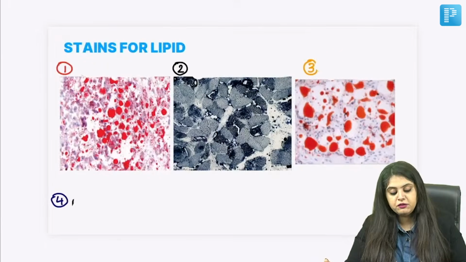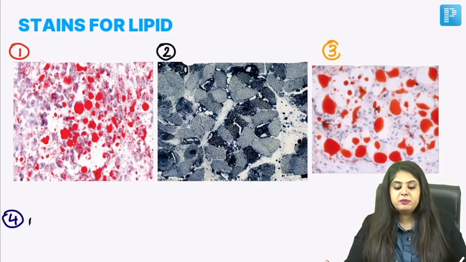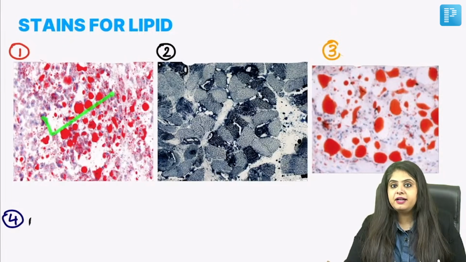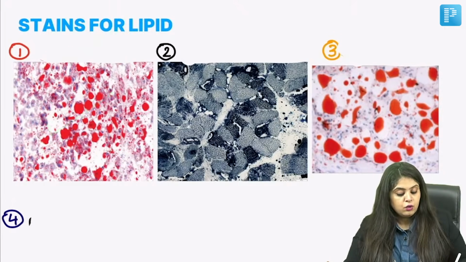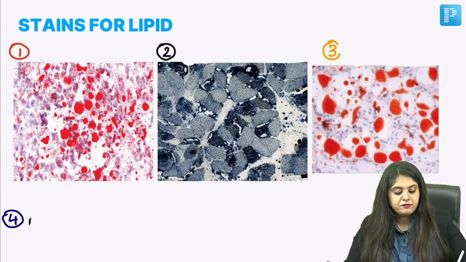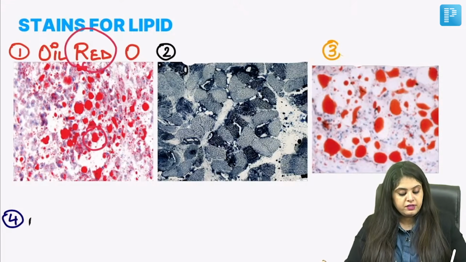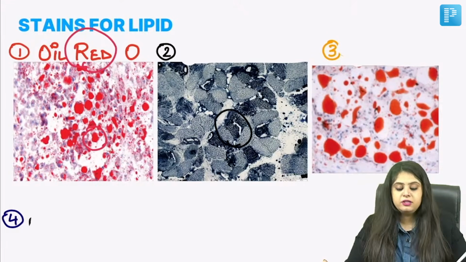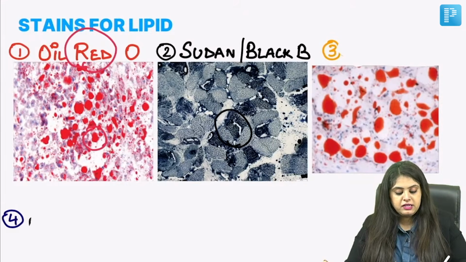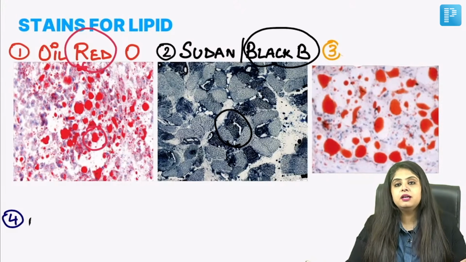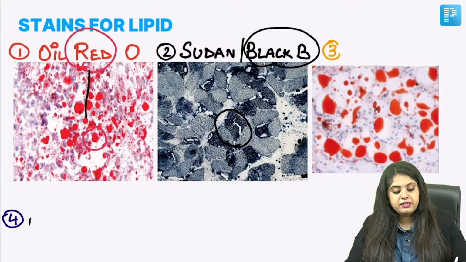What are the stains for fat that you have to know? Now the best part is, whatever color you are seeing for fat, that is the name of the stain. Over here, I can use red color for fat, so the name of the stain becomes oil red O. Over here, I can see a black color being used for fat, so the name of the stain becomes Sudan black B. How easy. Oil red O gives a red color to fat. Sudan black B gives a black color to fat.